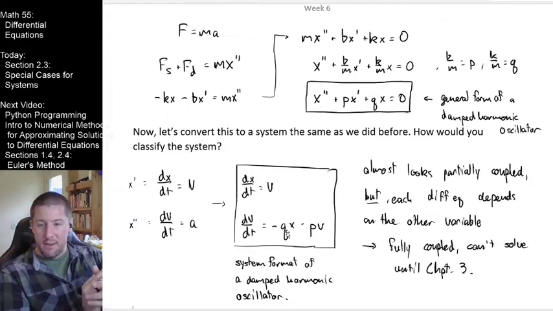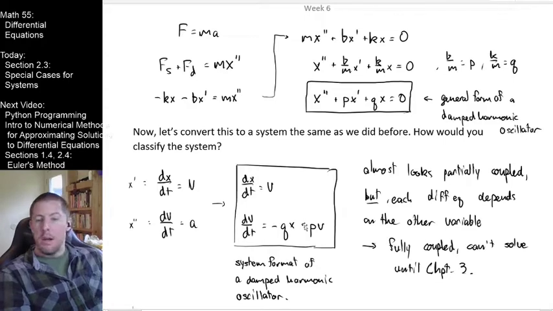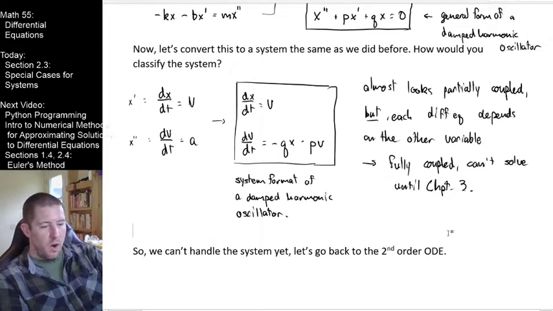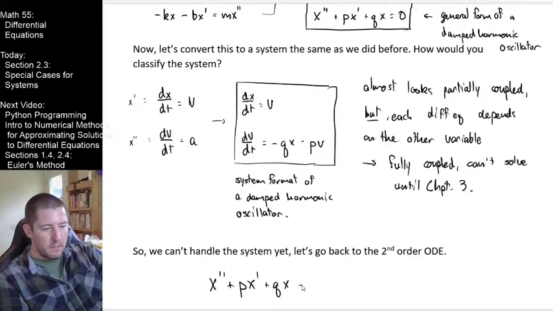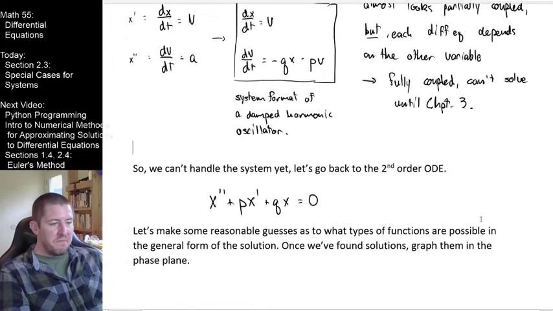We don't have one differential equation that only depends on one of our dependent variables. So we can't say that we're partially coupled here. So this is a fully coupled system, so we can't handle this in its system form. But it turns out we can actually do the second order differential equation. So let's return to our x double prime plus px prime plus qx equals 0. And let's see if there's something special that we can do here with this guy.